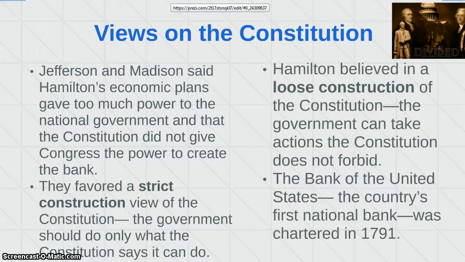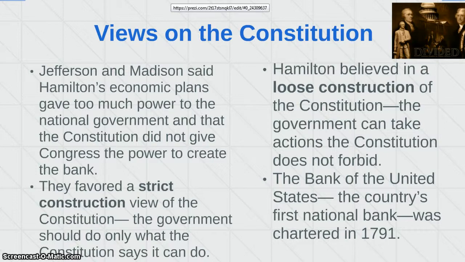On the opposite side of that, we have Hamilton's view, which is loose construction. And loose construction is exactly the opposite. It says that the government can take any actions that the Constitution does not forbid. So Hamilton wanted a much more open interpretation of the Constitution, that the Constitution wasn't this strict, set-in-stone document, that it could evolve and grow over time, and that as long as it's not strictly forbidden in the Constitution, you can do it. You can take that action. You can do things like create a national bank.